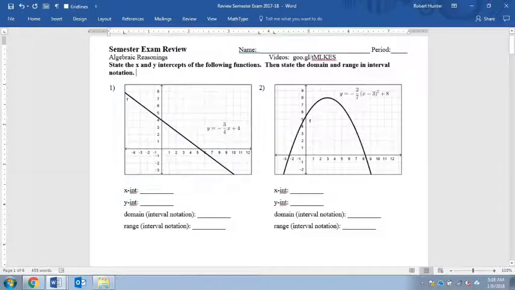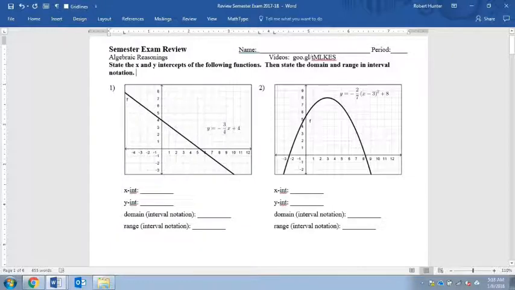Alright, this is semester exam review for algebraic reasoning. You'll notice the first half of this review is nothing but reading graphs. A lot of this test is: where is the x-intercept, where is the y-intercept, what is the domain, what's the range, where is it increasing, all this sort of stuff. So that's what the first half of this review is, just understanding where everything is.